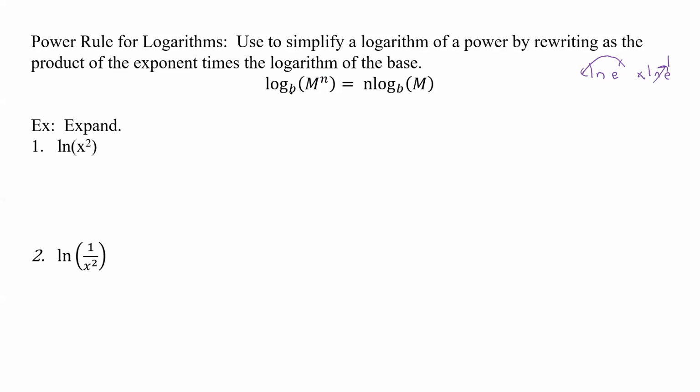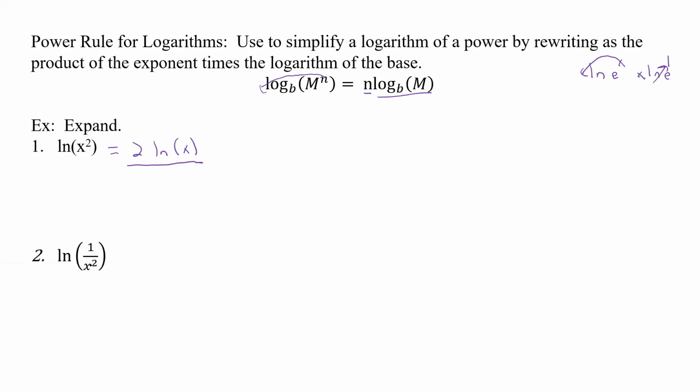But this time we don't always have e or even base 10, but we can still bring down that n out front, and it's going to be n times what's left over, the log base b of m. Okay, so those exponents we just bring down to the front, and so this is just equal to, not x, but 2. So that's 2, and then we have ln of x left over, and that would be our answer. So all we're doing is bringing down that 2 out front.